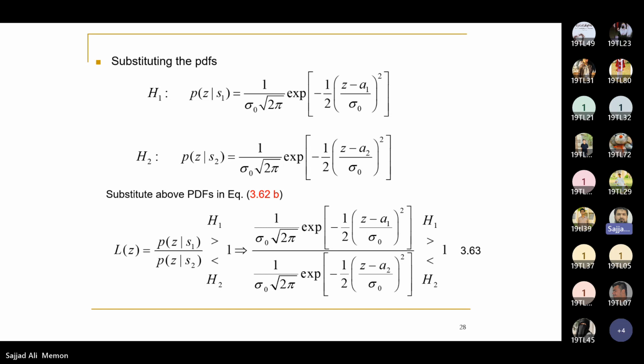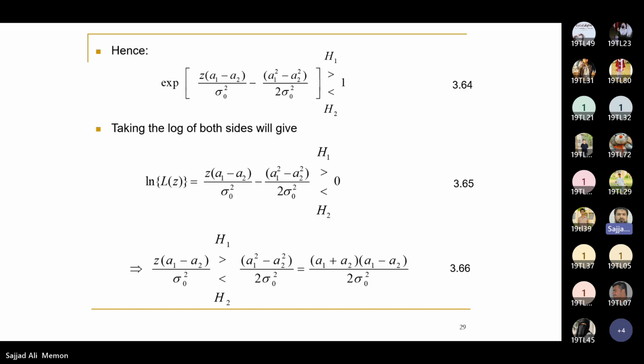So instead of having these probability distribution functions, we can replace their values in terms of this AWGN distribution, and the equation becomes 3.63. So let's solve this one.